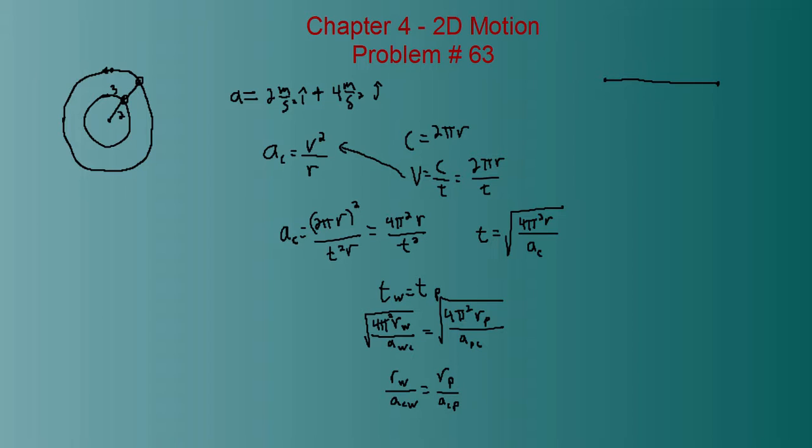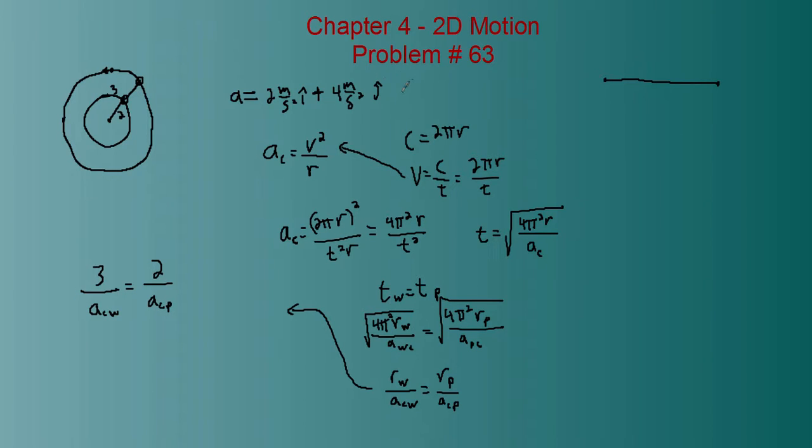And we know the radius of each of these. So the wallet is out at what, 3? Yeah, the wallet's out at 3. So this becomes 3 over a centripetal wallet equals 2 over a centripetal purse. By the way, we're trying to find the acceleration of the wallet. They gave us the acceleration of the purse. The thing is, they gave it to us in component form.